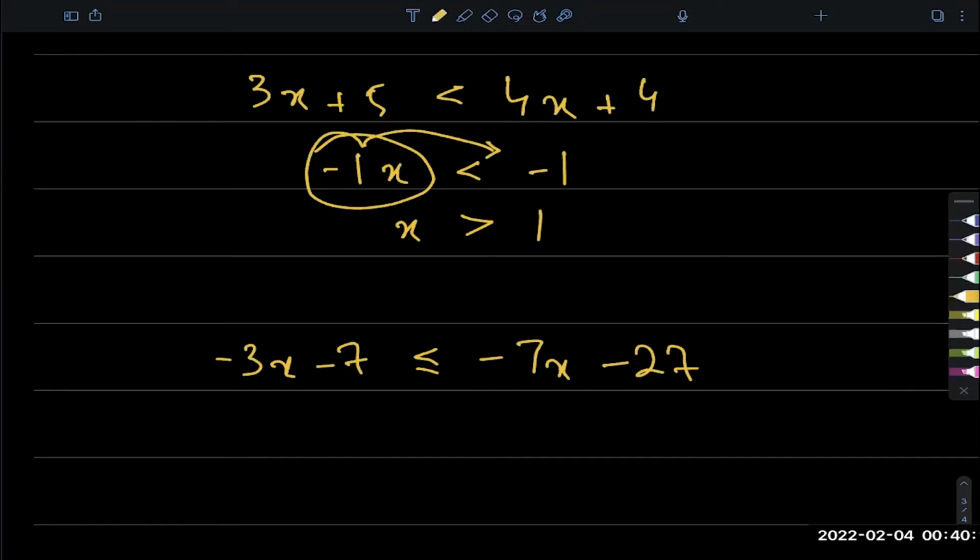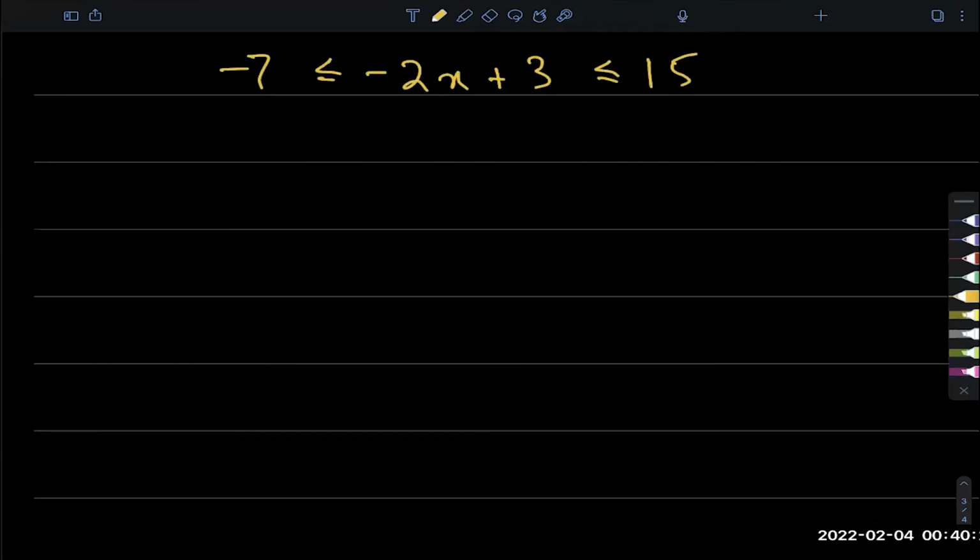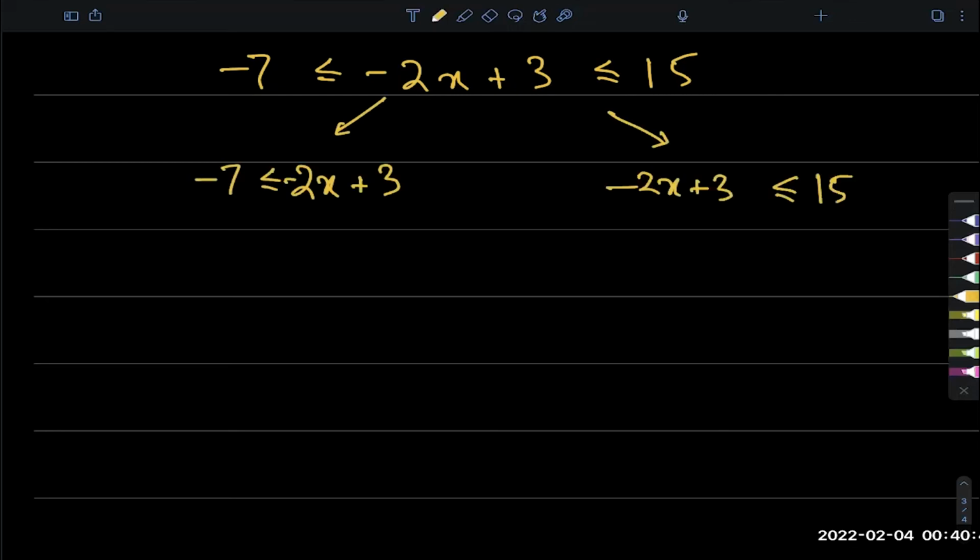Alright, sometimes we get a double inequality. A double inequality is when you have basically two situations. There are two ways of solving it. One is that you split it into two inequalities, solve them both and combine them at the end. The other method is that you keep x in the middle and remove everything to the other side.